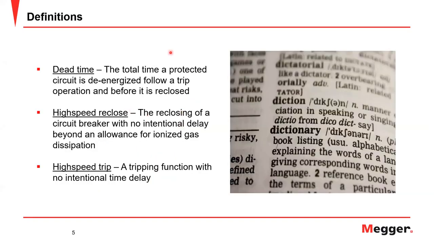So what is dead time as it refers to reclosing? It's quite simply the time period between a breaker trip and a reclose. It's the total time that the cable is de-energized during that interval. High-speed reclosing, it's pretty obvious what that is. However, it does have to include a little bit of a delay to allow for the ionized gases to dissipate. We'll be talking more about that a little bit later. A high-speed trip is a trip with no intentional delay. As I was going through some of the questions from the first section, I noticed that question was asked, and you'll actually see an example of where we determine what that delay is.